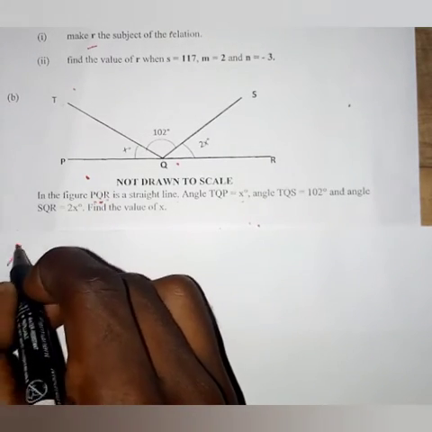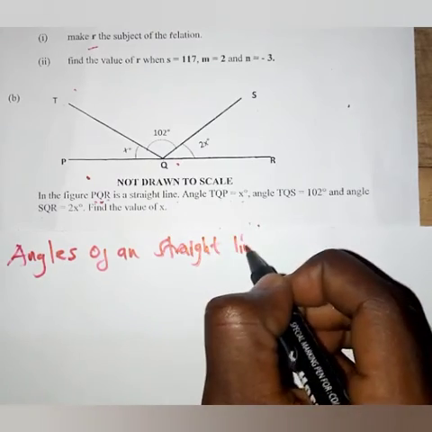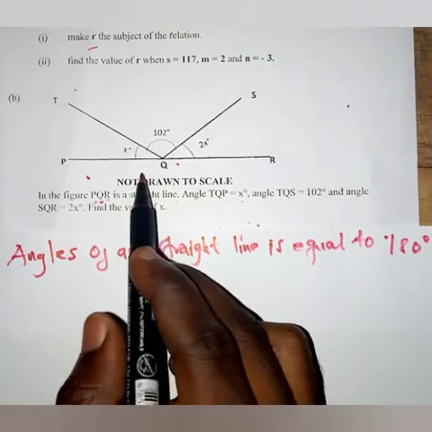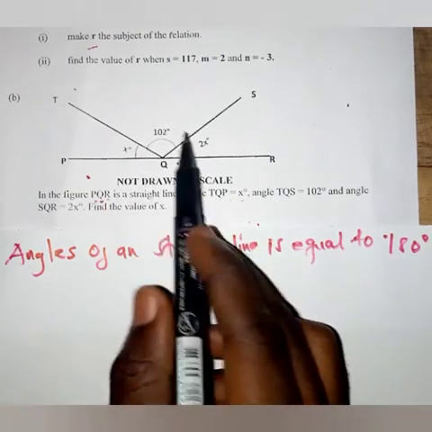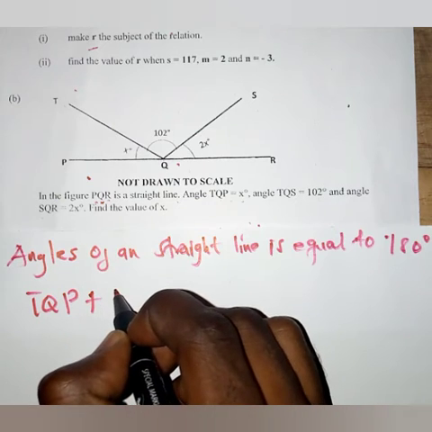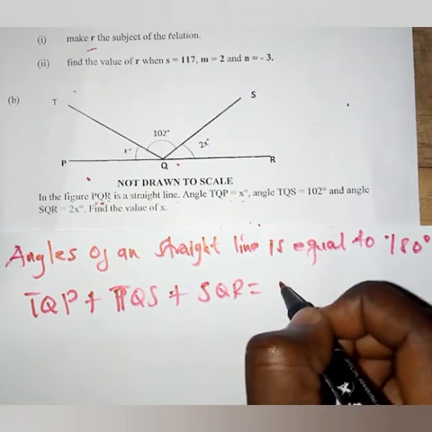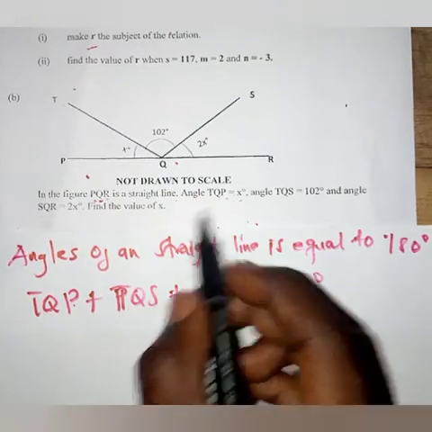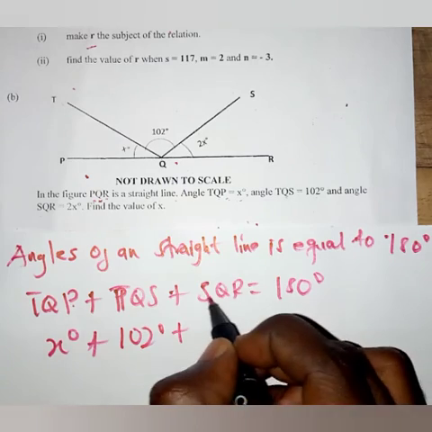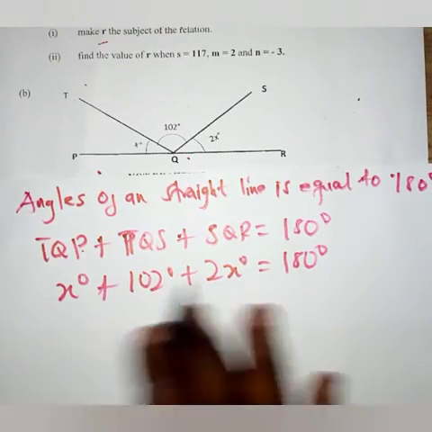And for the B part, we know angles on a straight line is equal to 180 degrees. So what we have to do now is to sum the whole of this and equate it to 180. So we have TQP, sums that of TQS, then sums that of SQR, being equal to 180. So TQP, which is x degrees, and we have TQS being 102 degrees, SQR being 2x, and we have 180 that. So we sum the whole of this.